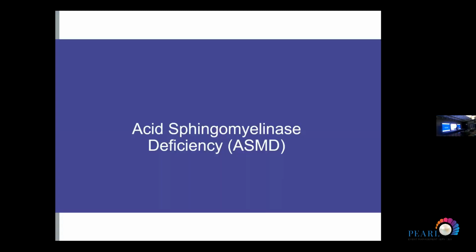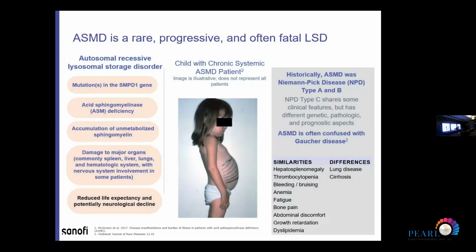So what is acid sphingomyelinase deficiency, or ASMD? This is also a rare, progressive, and often fatal lysosomal storage disease. And previously, it was considered untreatable. However, during the past year, there is a new therapy for this condition, and that's why we have to be more aware in order to pick up these patients.